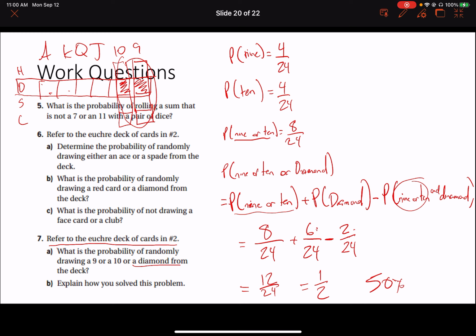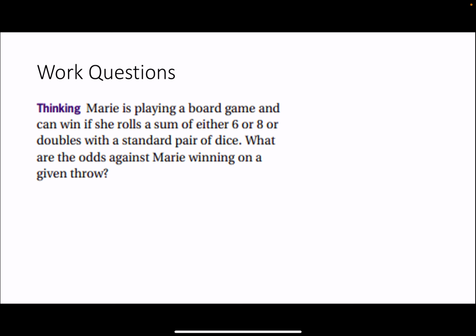Okay, how did I solve this problem? Basically, I made the non-mutually exclusive event one event, and I said it intersected right there with the diamond. Okay, Marie is playing a board game and can win if she rolls a sum of either 6 or 8 or doubles with a standard pair of dice. What are the odds against Marie winning in a given throw?